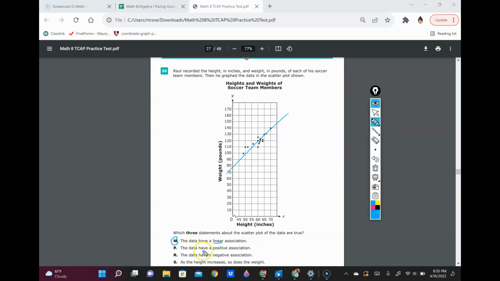P says the data has a positive association. If you notice that your line is going up and that your line is positive, that's true. Another says the data has a negative association. Well, if you have a positive association, you can't have a negative association in a linear association. As the height increases, so does the weight. And if you notice, your height numbers are getting higher and your weight is getting higher. So the data points, for example, if you look at this last point right here, 70, 140, as the height increases, so does the weight.